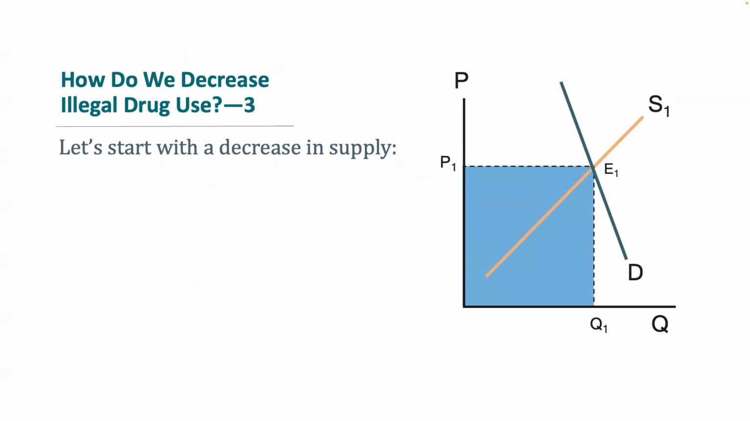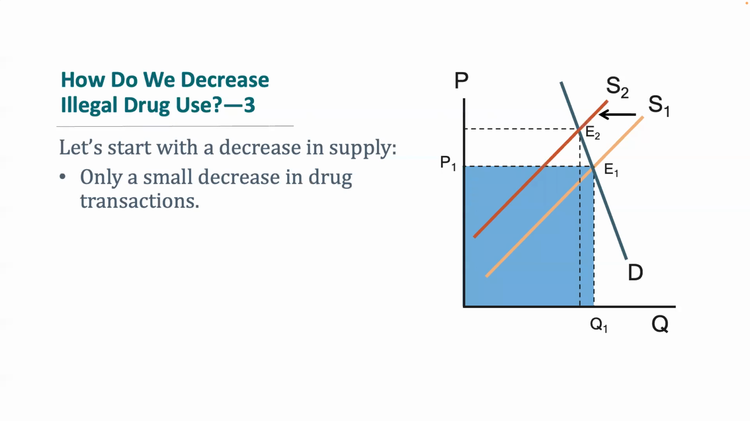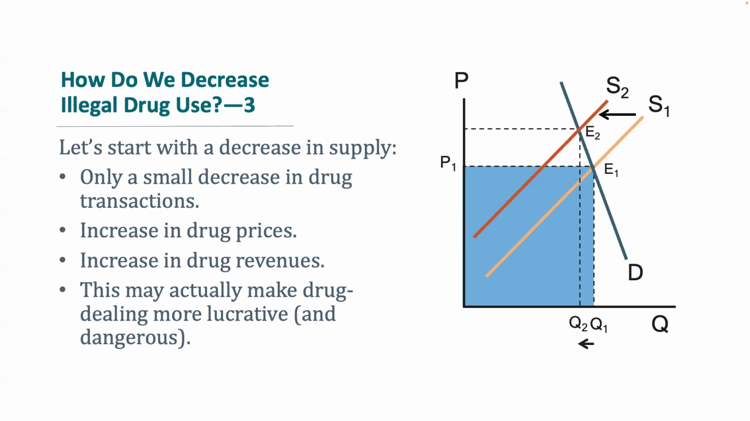If we were to start with a decrease in supply, this would cause only a small decrease in drug transactions and an increase in drug prices. That would actually increase drug revenues, and it might actually make drug dealing look a little bit more lucrative in the long run, and it would definitely be a little bit more dangerous.